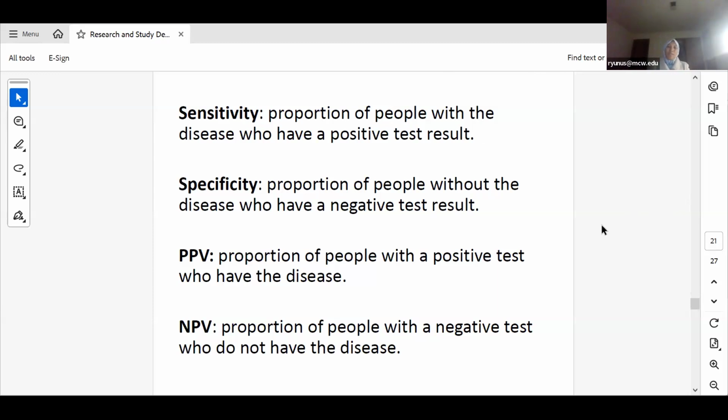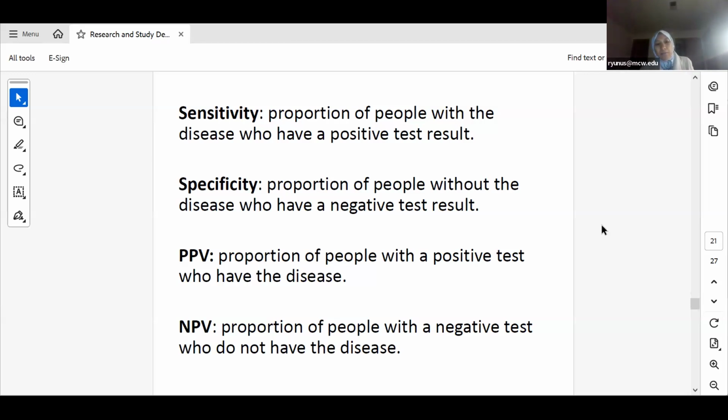Sensitivity is the proportion of people with disease who actually come back with a positive test result. Specificity, on the other hand, is the proportion of people without the disease who have a negative test result. That means if you are able to detect people without the disease with a negative test result, the test has a good specificity. On the other hand, if you can detect people with the disease and they come back with a positive test result, that means the tool is actually working. So the tool has a high sensitivity.